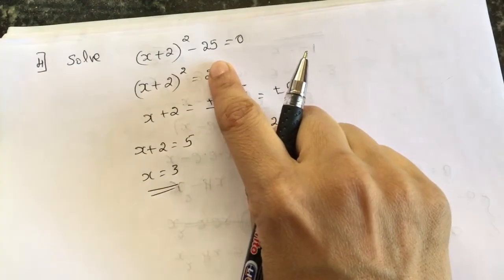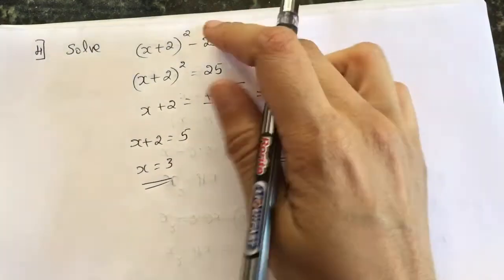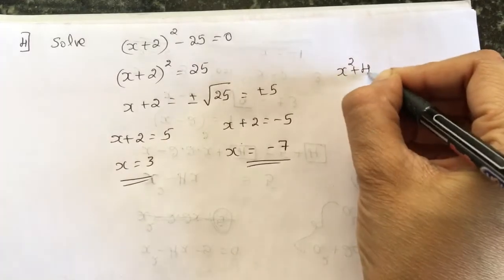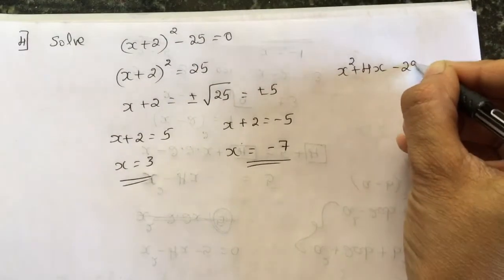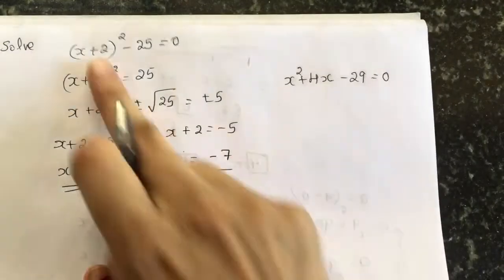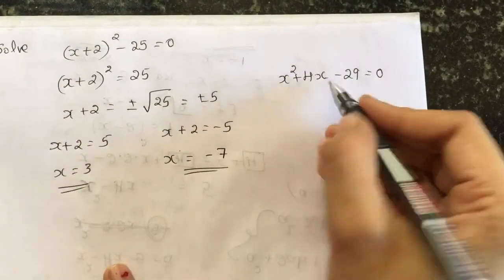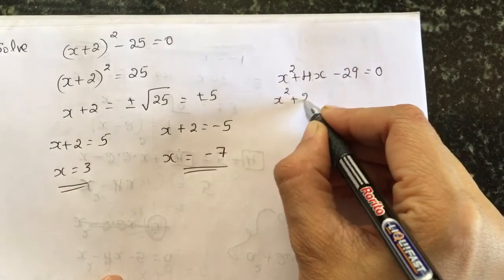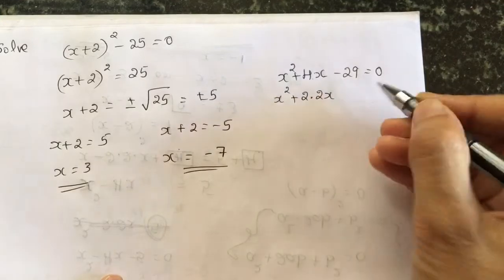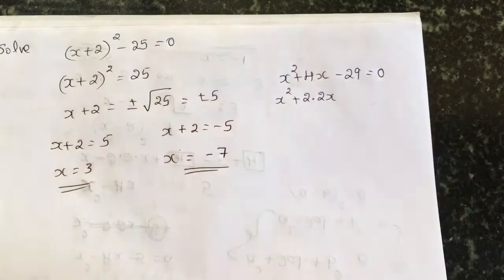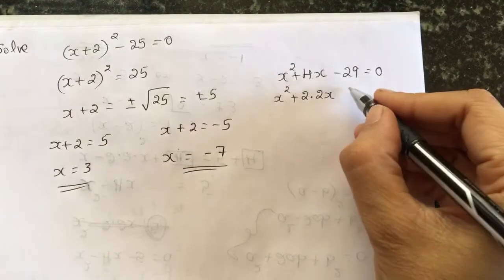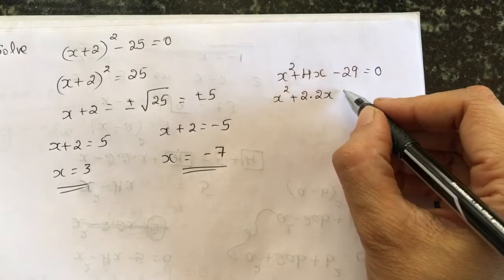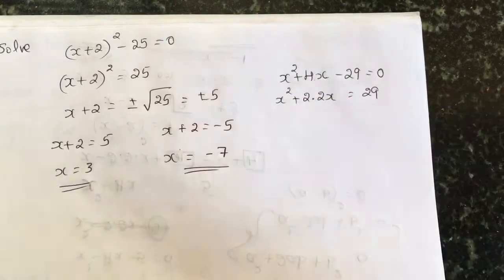Instead of giving this, they may give you like this. Same problem. They may give you something like this: x square plus 4x minus 29 equal to 0. They are the same, just cross check. Now see, this is x square. This can be written as 2ab. You have got 29 over here. I can't write its roots, right? So I'll just take it to the right hand side.